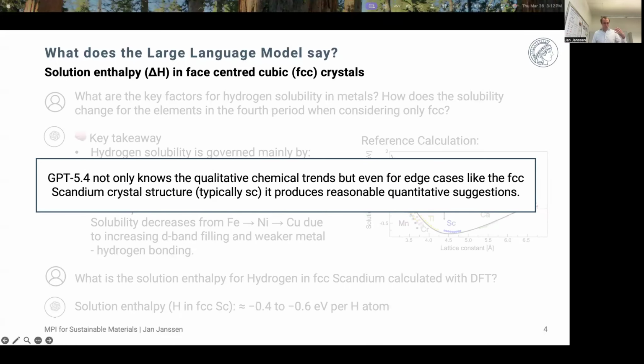So we can learn here that these models are very good in terms of qualitative predictions, but also that the quantitative predictions are definitely reasonable, right? Also, if you would go to a materials science expert and ask them the same question, being off by 0.2 electron volts is definitely something we would expect there. So how can we improve from here?